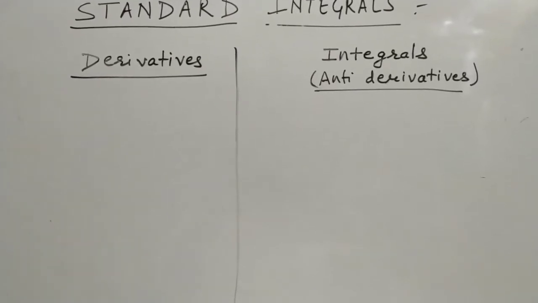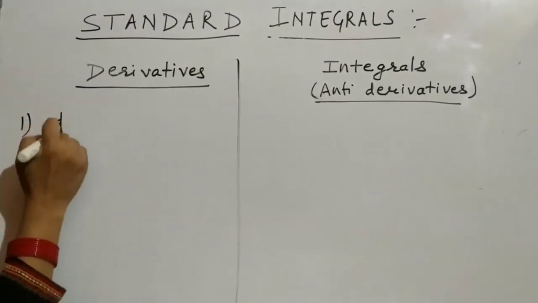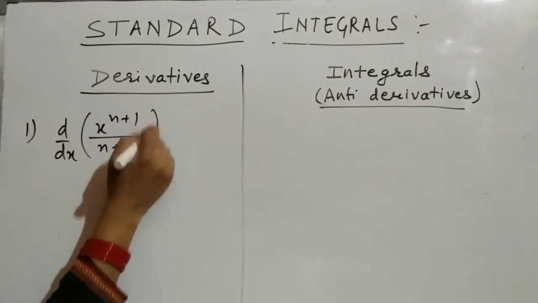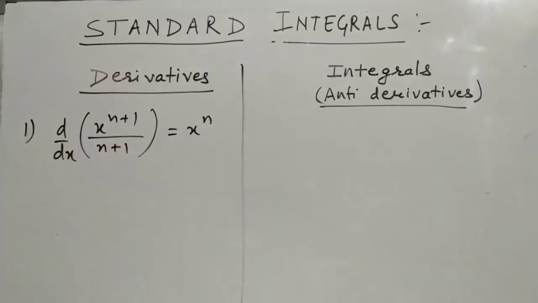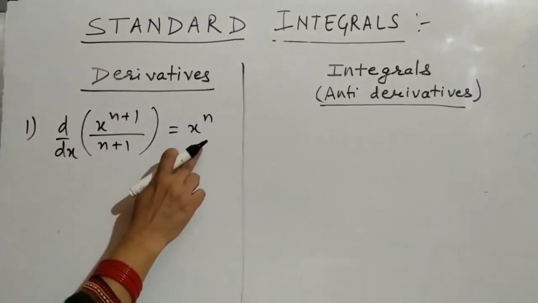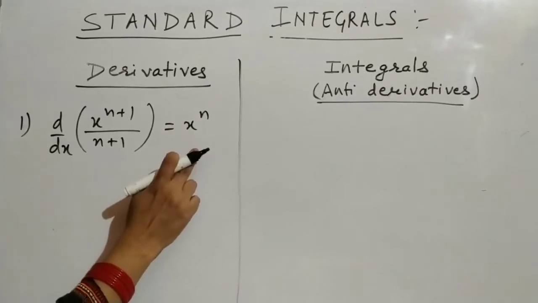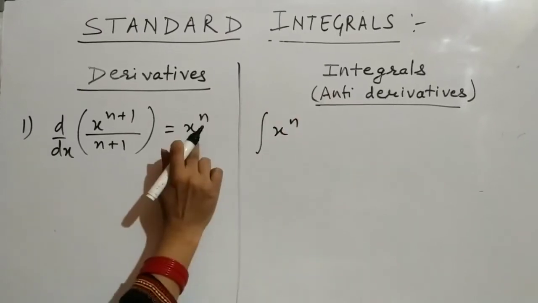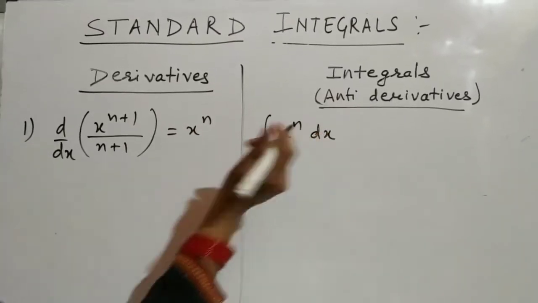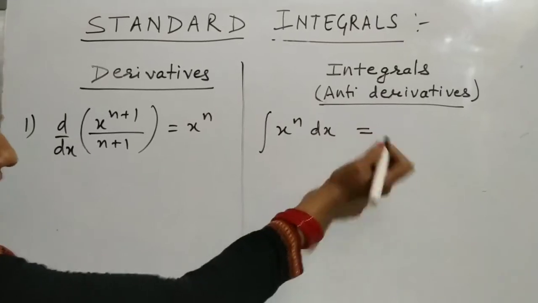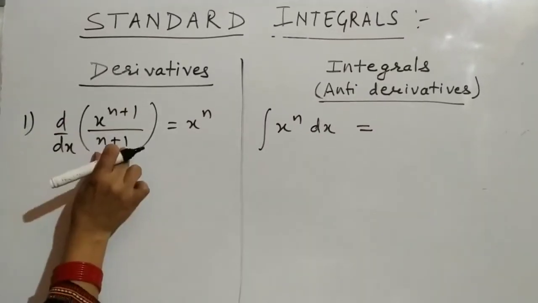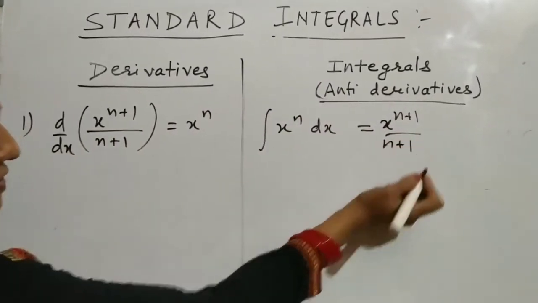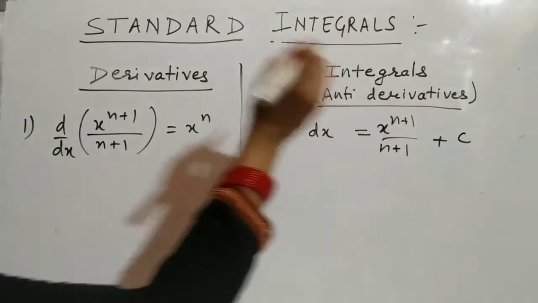Derivative of x to the power n plus 1 over n plus 1 is equal to x to the power n here. We know that integration is inverse of differentiation. Therefore, integration of x to the power n with respect to x is equal to x to the power n plus 1 over n plus 1 plus c.